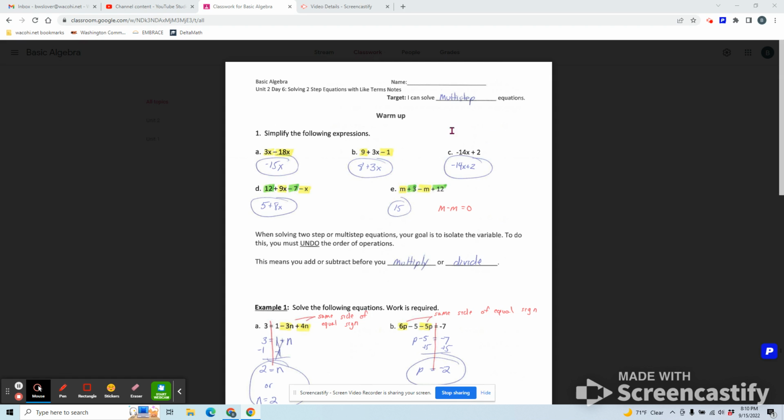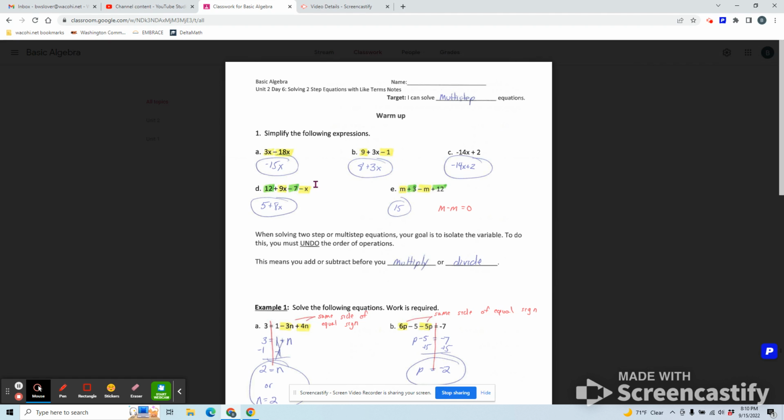So this warm-up is getting us ready for what we're going to do, because up here it says we're going to collect like terms. We're going to solve equations with like terms. So the warm-up says simplify the following expressions. All of these have no equal sign. By definition, that's what an expression is. There's no equal sign. So that means we are just collecting like terms, same variable and the same power. So I highlighted my like terms in every single example, and I collected the ones that I needed to.